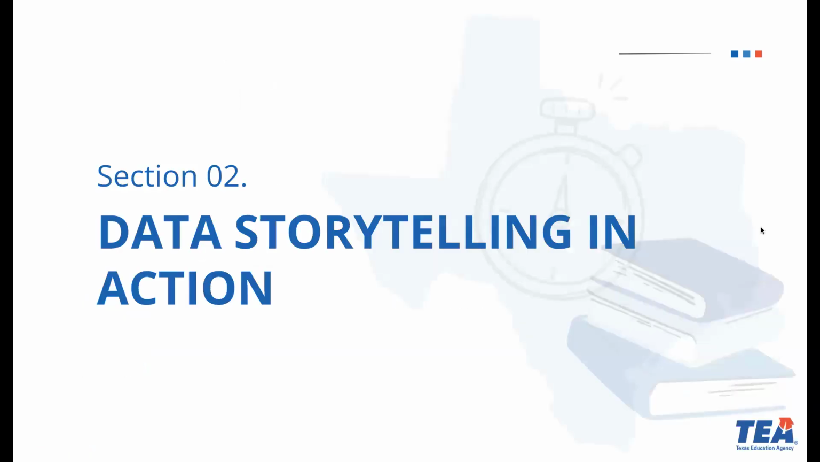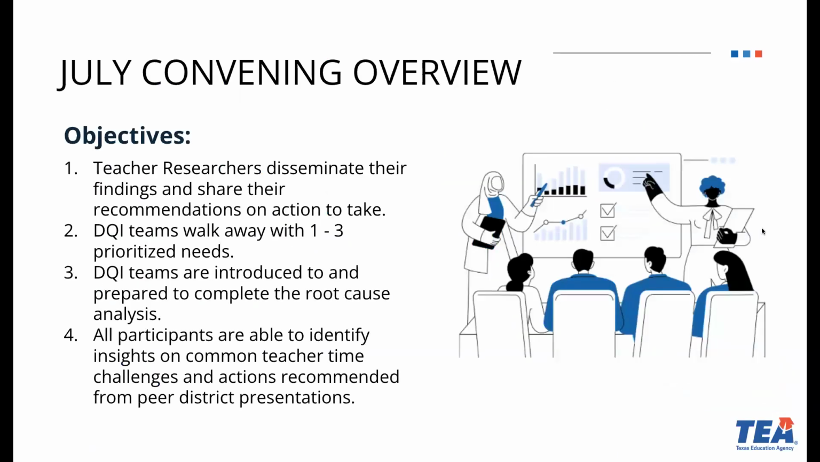So, section 2, data storytelling in action. We're going to talk about the July convening. We're going to give an overview of the July convening. These are the objectives for the convening. Teacher researchers, that's you, will disseminate your findings and share recommendations on actions to take.